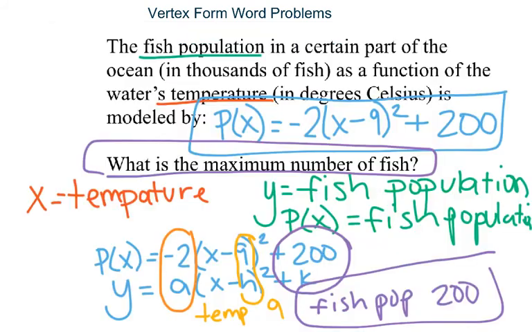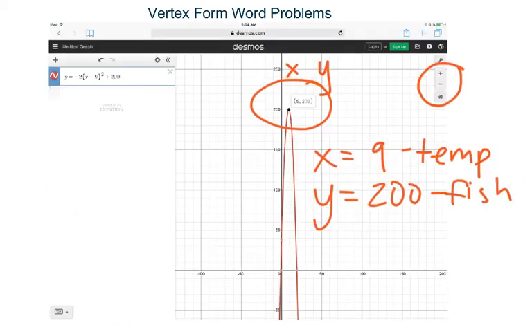So two ways to look at it. You can look at the formula that they give you, the algebraic model, the quadratic equation, whatever you want to call it. Or you could graph it and look at the maximum. There's really no need to graph it unless it just makes you feel better, because it's already in vertex form and it's already going to tell you the maximum.